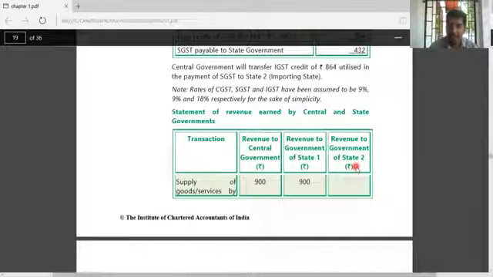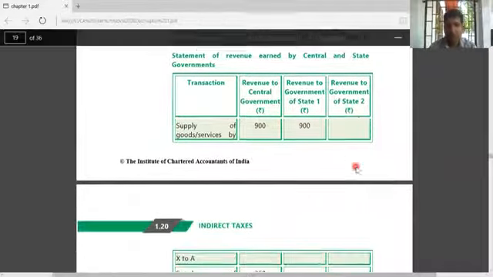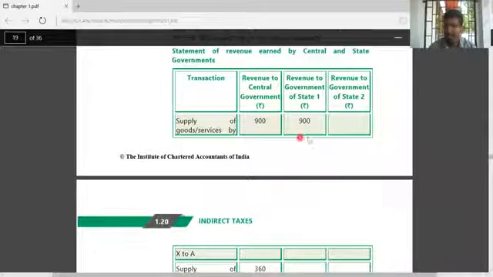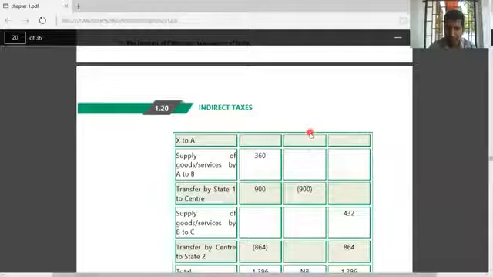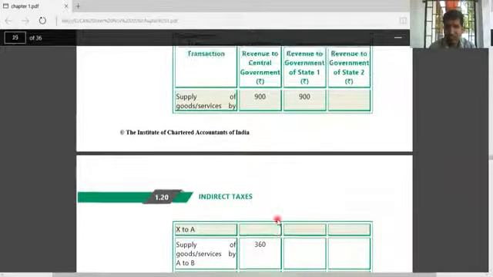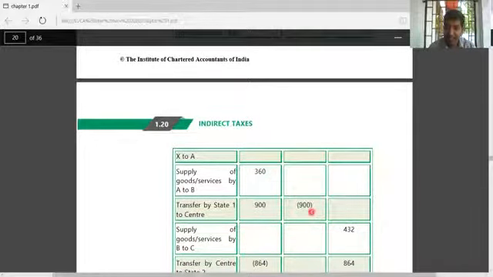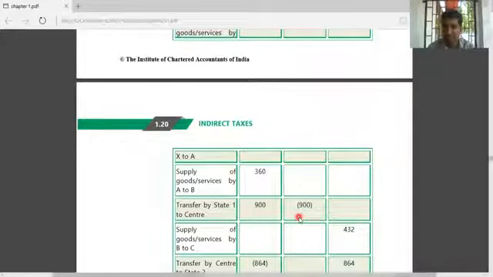Now, at the end of it, what happens to the revenue? Whether the state government received the total revenue. We have seen in stage one, 900 is received by the central government and state government. In stage two, 360 rupees. We set it off, and 360 rupees, what happened? We paid to the central government. Then the state government transferred 900 rupees to the central government. We have seen, because it was IGST and we used CGST to set it off.